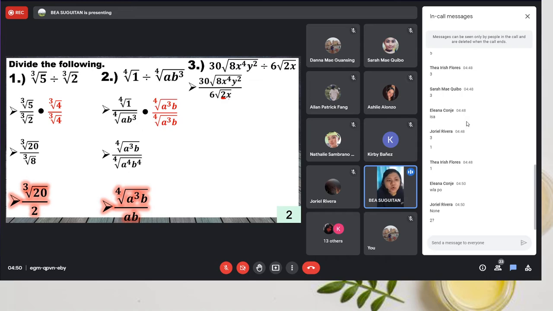How about kay x? What should we multiply to x so that it will become a perfect square? Ilang x pa ang kailangan natin para maging perfect square siya?